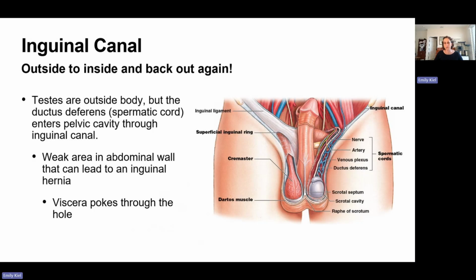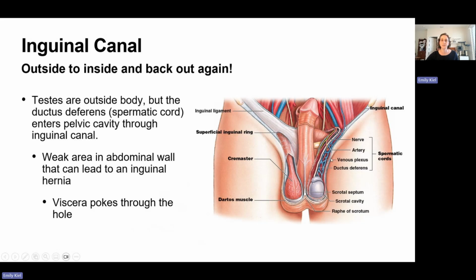And then you have the raphe of the scrotum. This is just a thickening in the area. There's a septum in the scrotum that separates the two testicles, and we have the spermatic cord. And the spermatic cord has your ductus deferens, so that's what's carrying the sperm, and then it also has a venous plexus around an artery and then nerves in that area.